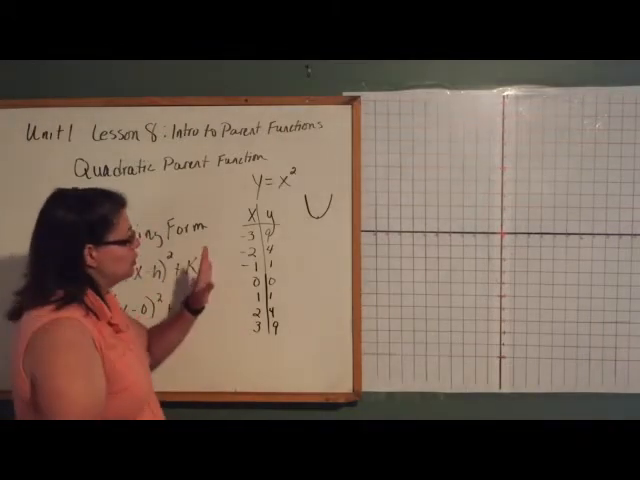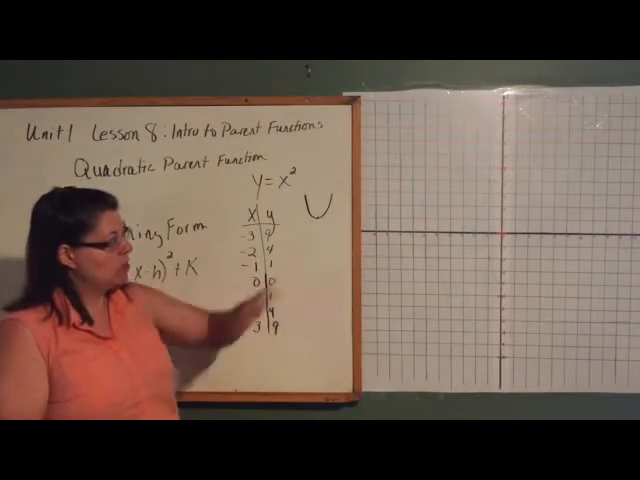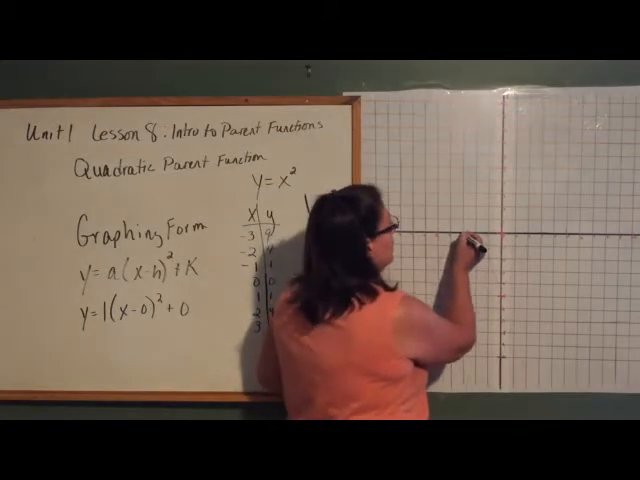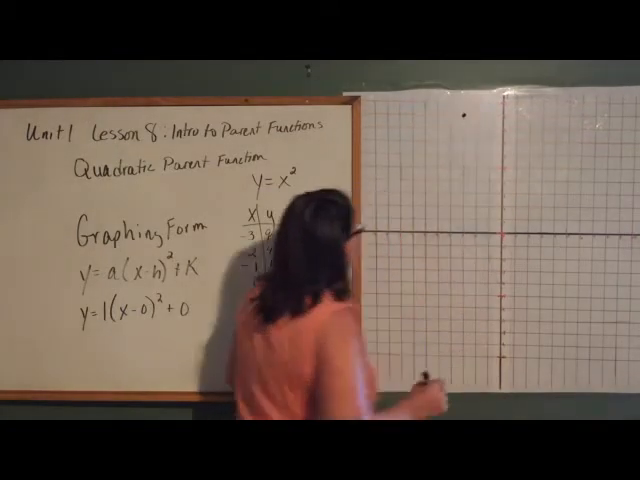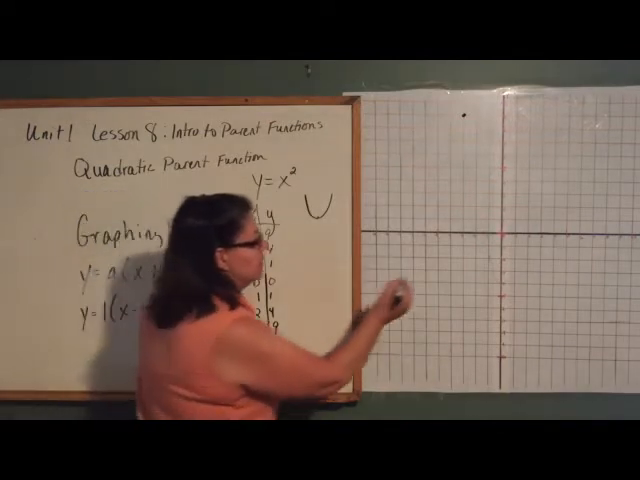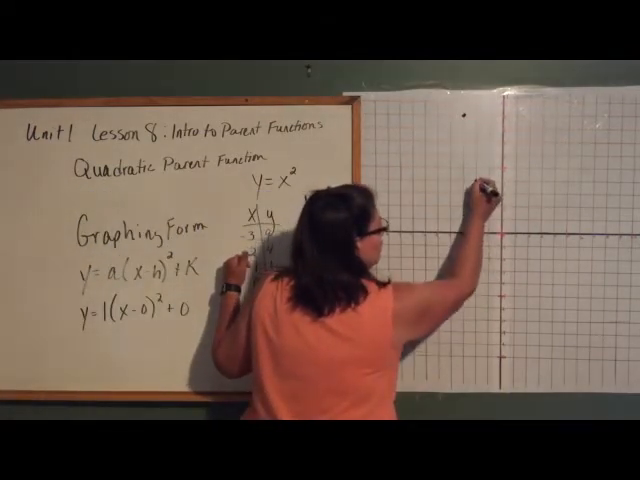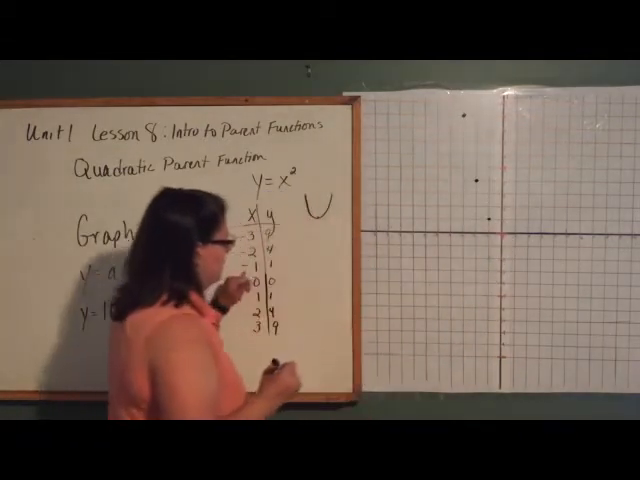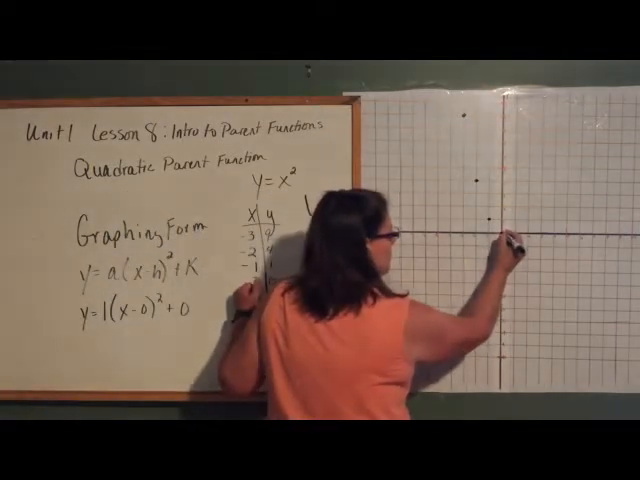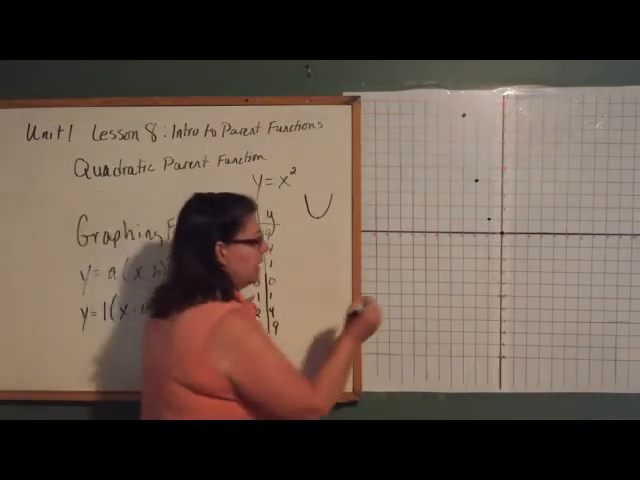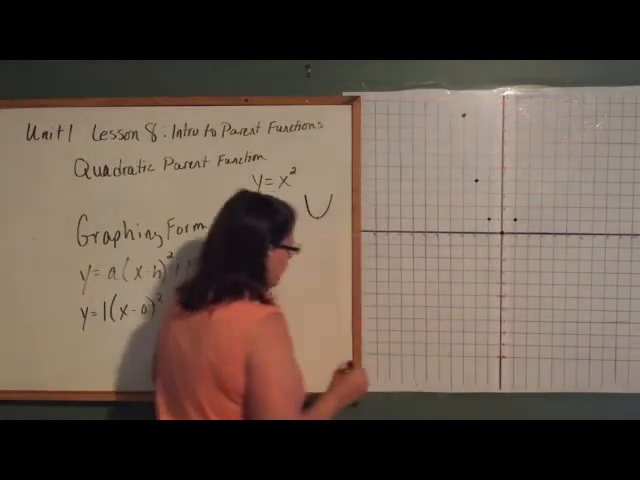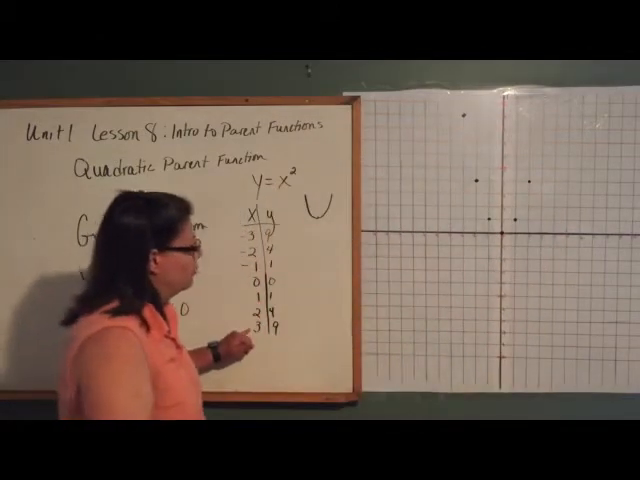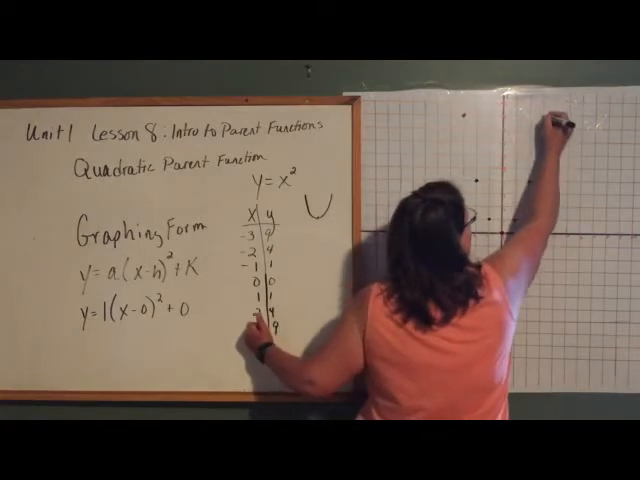Then at this point, we're going to graph those ordered pairs. So I'm going to go over here to my graph. -3, 9. I start at the origin. I go left 3, up 9. -2, 4. I go left 2, up 4. -1, 1. Left 1, up 1. 0, 0 is the origin. 1, 1, I go right 1, up 1. 2, 4, right 2, up 4. 3, 9, right 3, up 9.